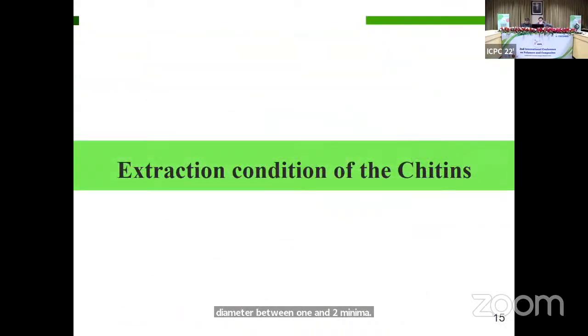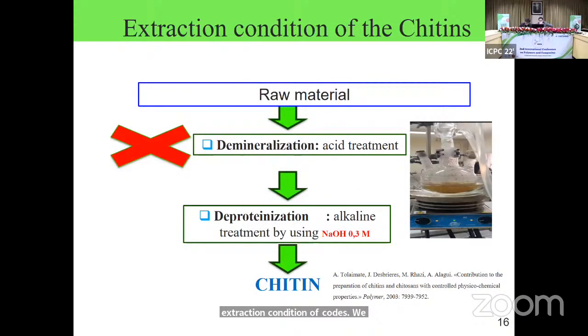After preparing the raw material, we will move on to the extraction conditions of chitins. We have adopted the extraction principle described in the work of Rezi et al. This process is very efficient and based on the principle of repeated baths of demineralization and deproteinization of low concentration. For low cost, we have confirmed that it is not necessary to proceed to the demineralization step, so the deproteinization step was carried out directly by using a concentration of 0.3 M of sodium hydroxide.